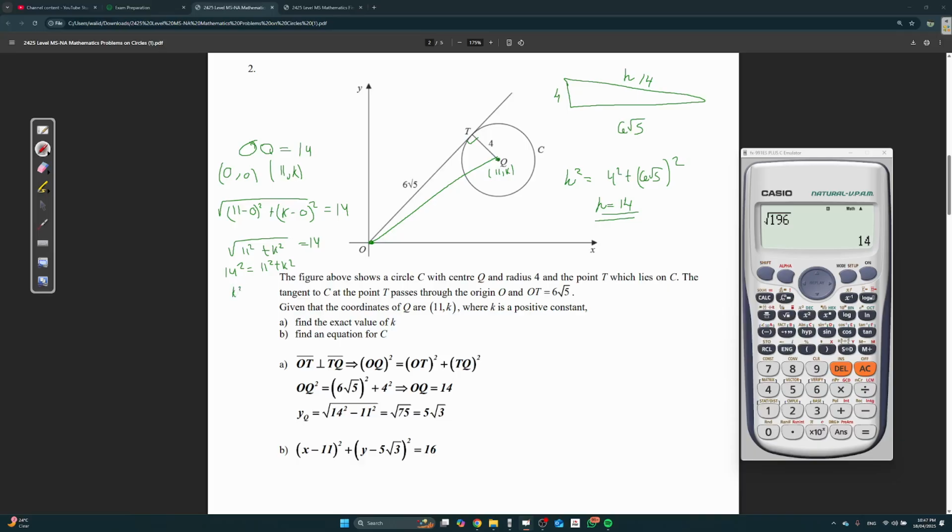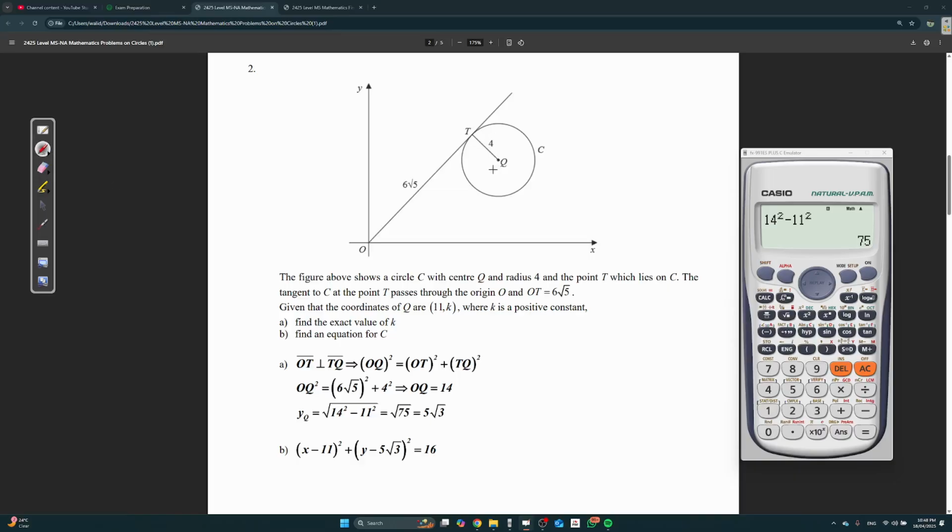So you're going to get k squared is equal to 14 squared minus 11 squared. And you're going to get k squared is equal to 75. So you're going to get root 75 is equal to k. And that's just 5 radical 3. Okay, very easy, not too hard. Okay, so now you know that here it's 11 comma k, which is 5 radical 3.